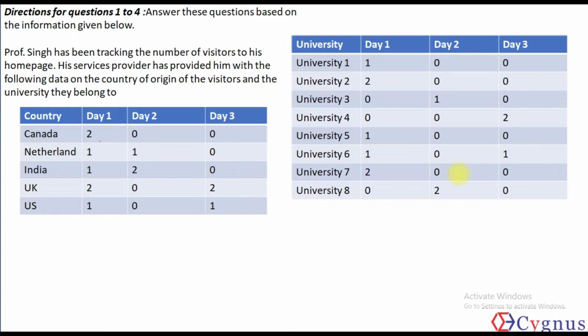So, this question is actually from CAT 2004 paper. If you look at the data, it's about universities and different countries. You need to match them, which university belongs to which country. Now, if you look at the data, how many countries are there? 5 countries are there and 8 universities are there.